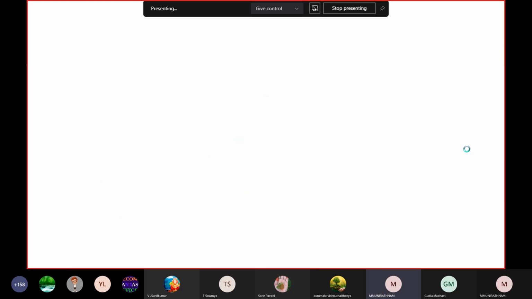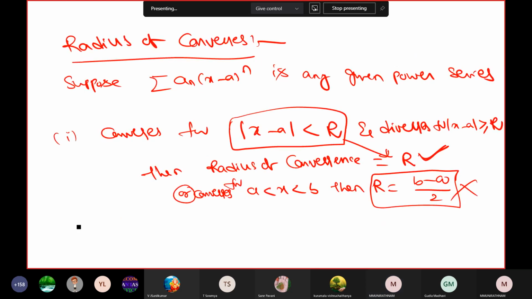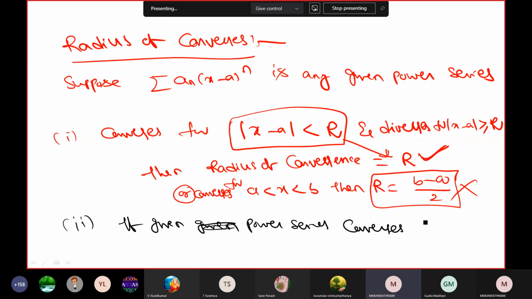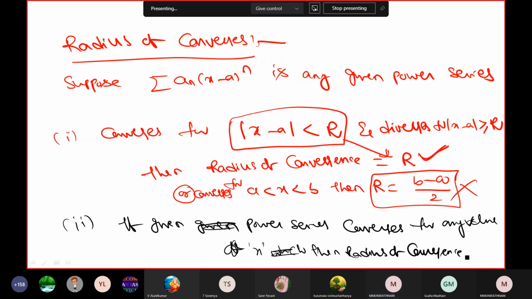Write the second point here. If the given power series converges for any value of x, then the radius of convergence r equals infinity.